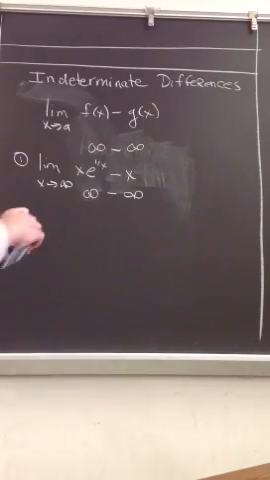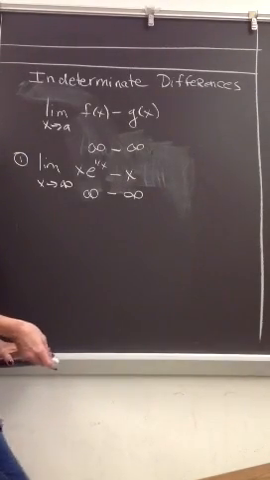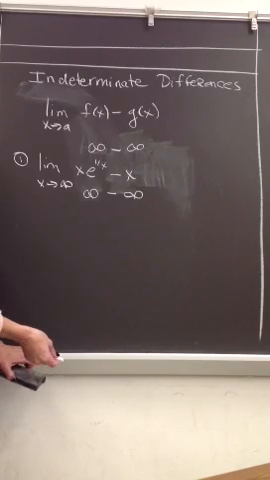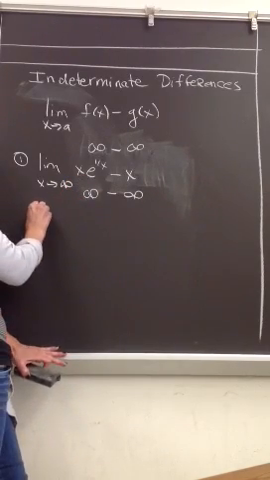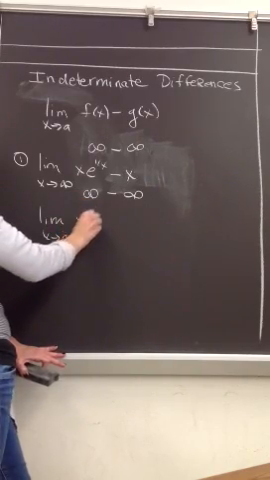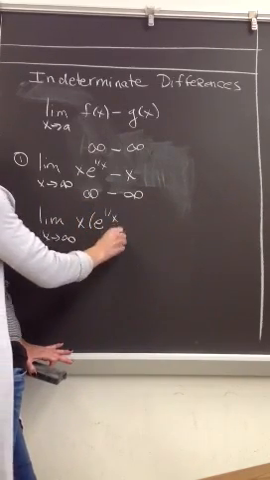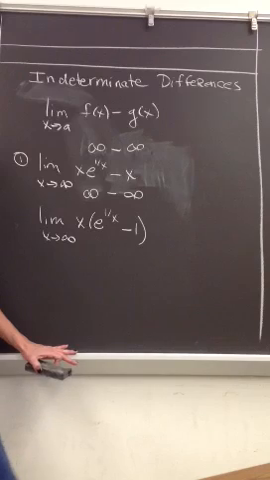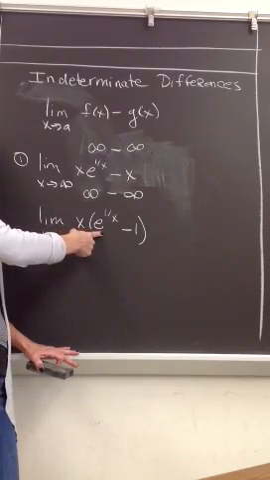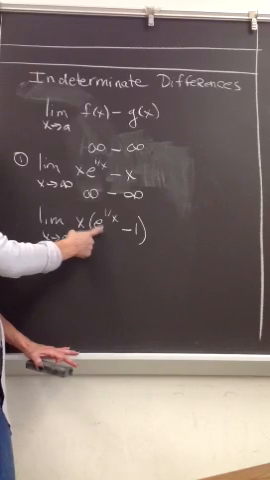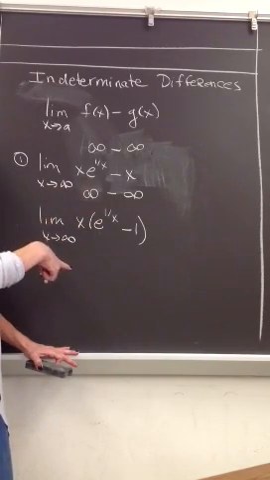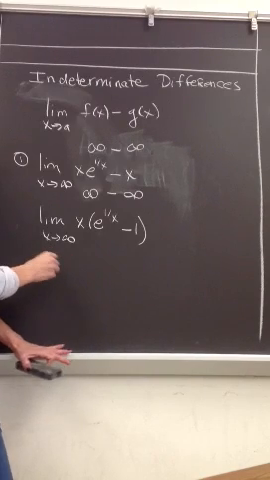All right, so one thing that you can do is to factor out that x. So let's see, we have the limit as x goes to infinity. I'm going to factor out that x, e to the 1 over x minus 1. Now this time I have infinity times 0, which is an indeterminate product that we remember. So now I'm going to try to do what I did before by turning it into a quotient by moving one of my factors down.